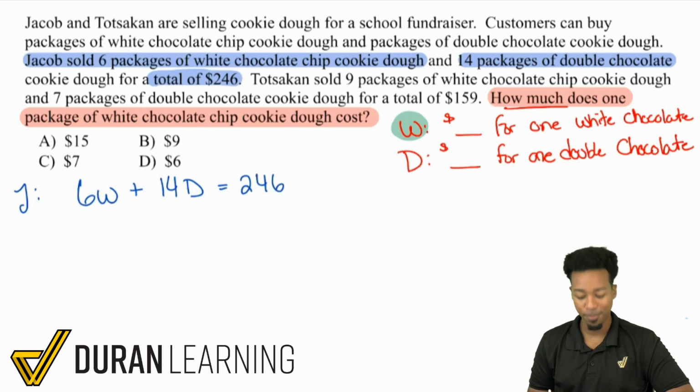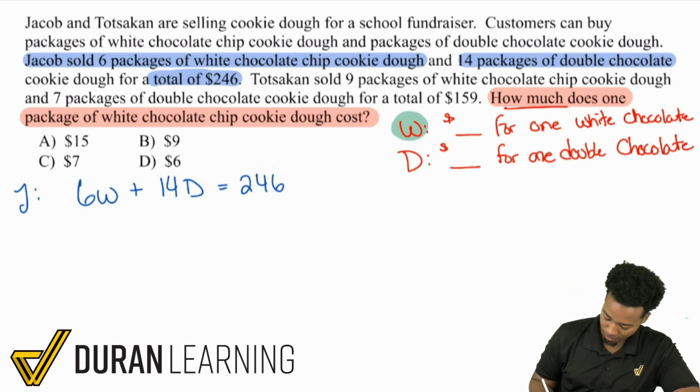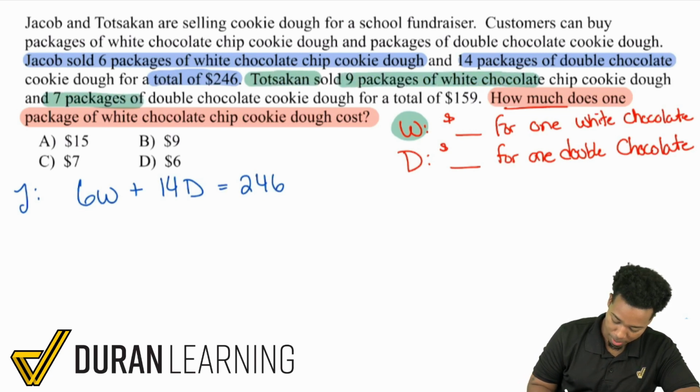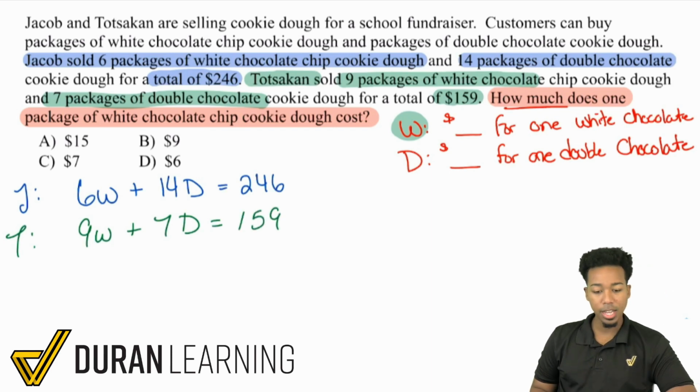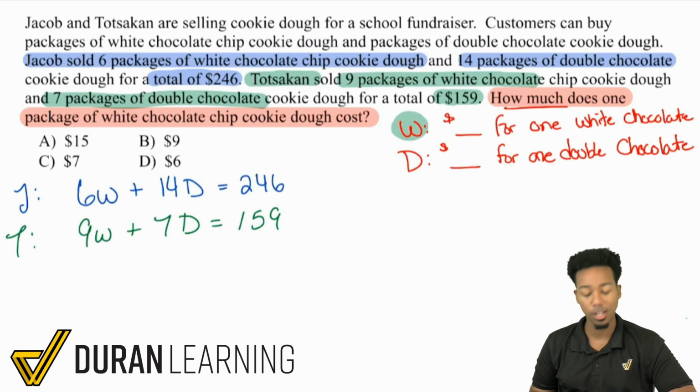And so from here, let's go ahead and take a look at Totsakan. I'm gonna go ahead and grab green. Totsakan sold 9 packages of white chocolate, 7 packages of double chocolate, total 159. So write that down. For Totsakan, right over here, 9 packages of white chocolate plus 7 packages of double chocolate is 159. And check out this right here. So now that we've set it up, my party people, remember, we're looking for W.